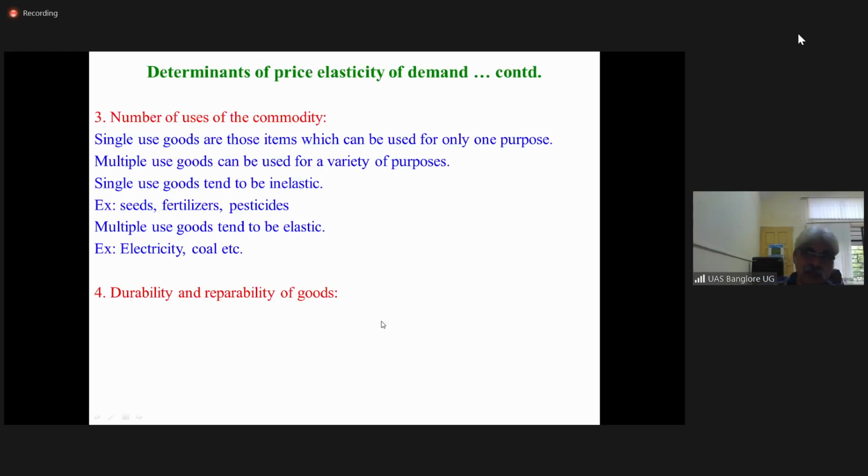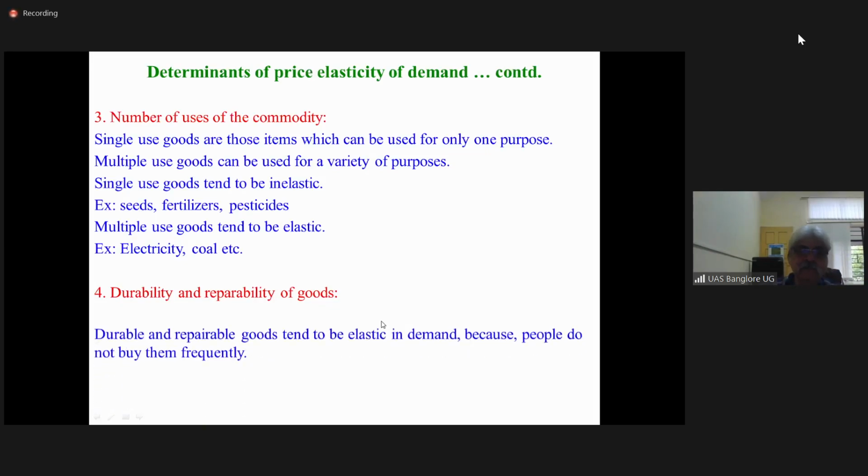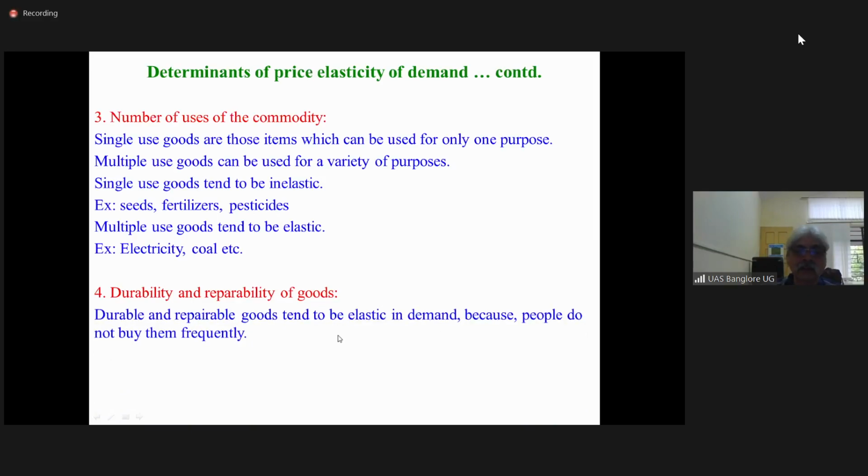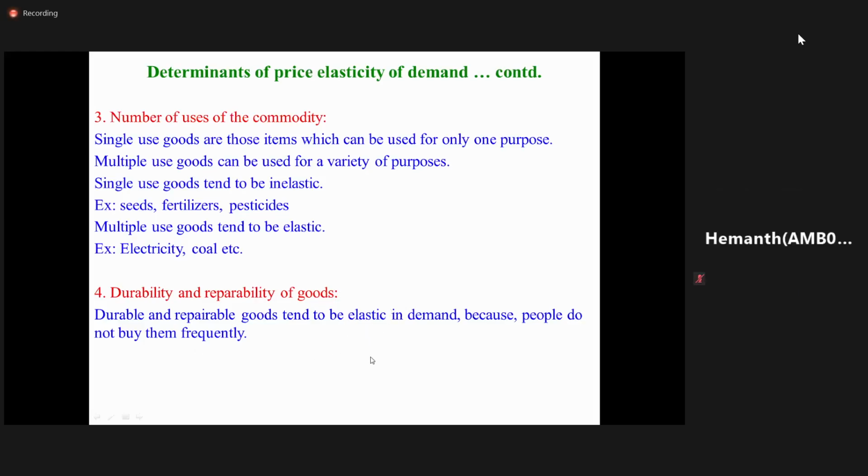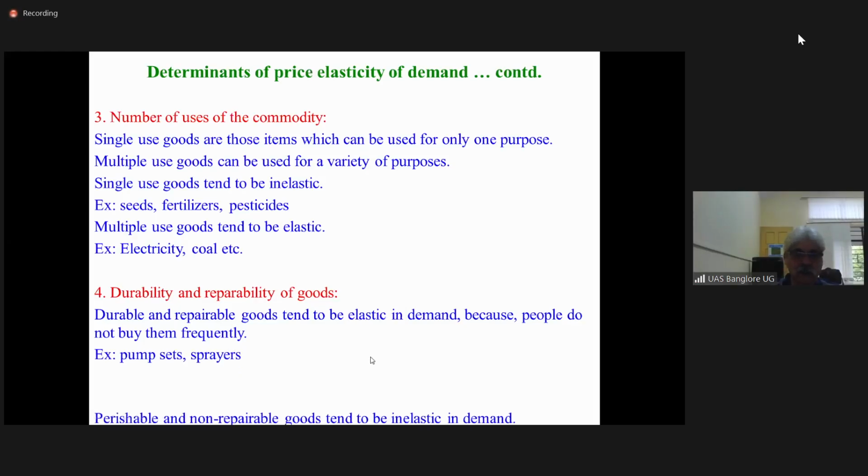If the goods can be repaired, it can be used for a long time, then it tends to be elastic in demand because people do not buy them frequently. One thing is you can use it for a long time, and even if it gets faulty, you can get it repaired and use it again. So the demand will be elastic. Example, pump sets, sprayers, and so on.